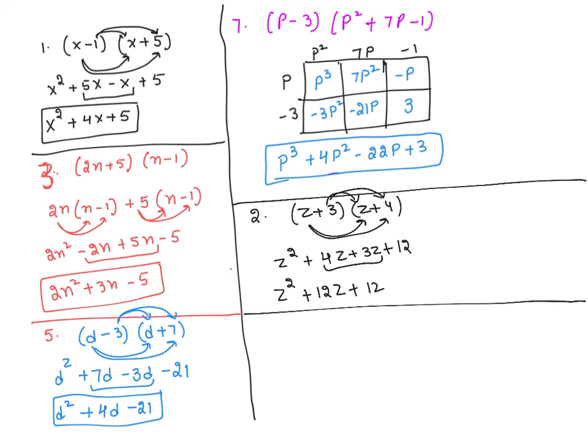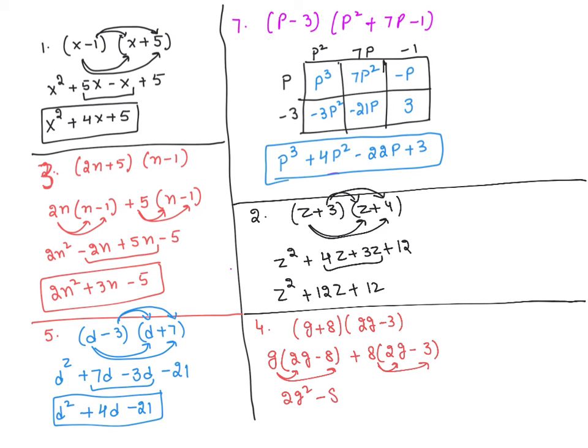Question number 4. You're going to multiply g plus 8 times 2g minus 3. g times 2g minus 3. I'm using a distribution method here. And 8 times 2g minus 3. You got here 2g squared minus 3g plus 16g minus 24. And you're going to get here 2g squared plus 13g minus 24.